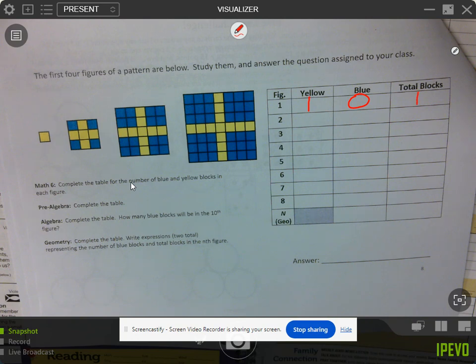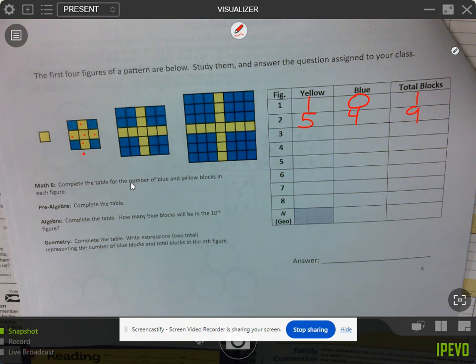How many yellows in our second figure? 9 for 5. How many yellows in the second figure? 1, 2, 3, 4, 5. How many blues? 4. How many total? 5 plus 4. 9.